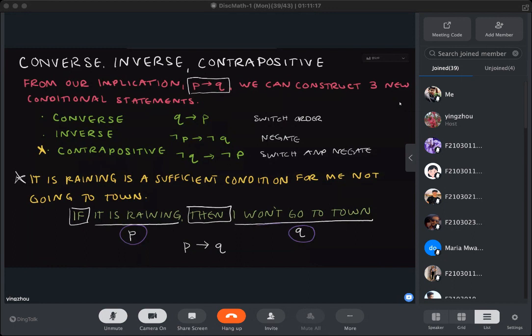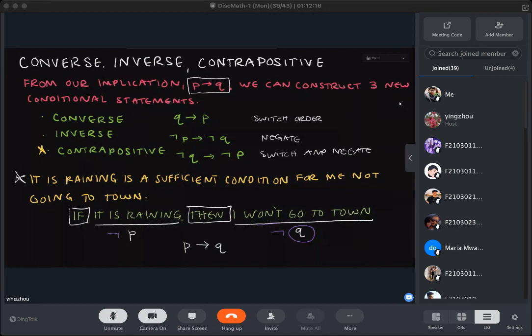The inverse means I'm keeping the exact same order, if P then Q, but I'm just negating each proposition. So if it is not raining, because I'm doing not P, then I will go to town, because I'm negating a negative, so that makes it positive. So if it is not raining, then I will go to town. And then the contrapositive is if not Q, then not P. So if I go to town, so I'm negating not going to town, then it is not raining.